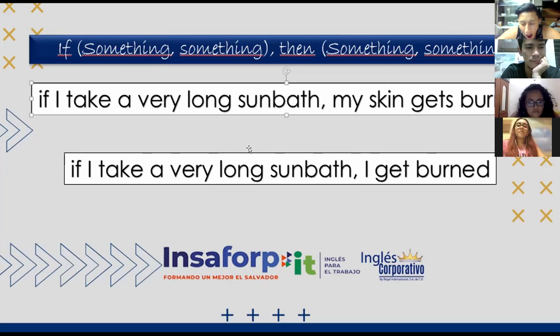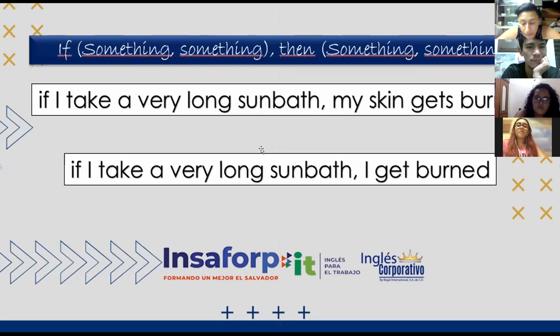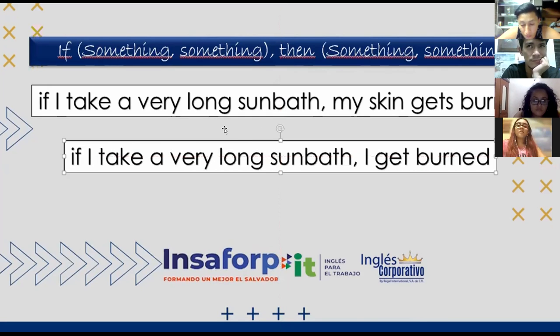Veámoslo. Así como dice la segunda oración en la misma idea, okay? If I take a very long sun bath, I get burned, okay? Si yo me doy un largo baño de sol, si yo voy a tomar el sol bastante rato, I get burned. Ahora, con esto visualicemos la estructura, okay? We have if, okay? If, esta es nuestra palabra que significa que es la condición para que esta otra cosa que va después de la coma sea una realidad, okay? So, if.